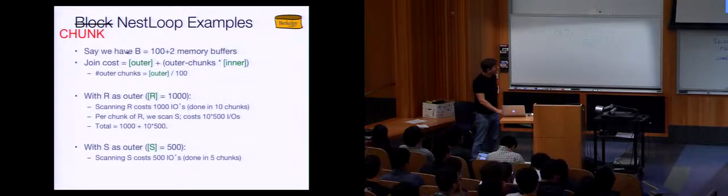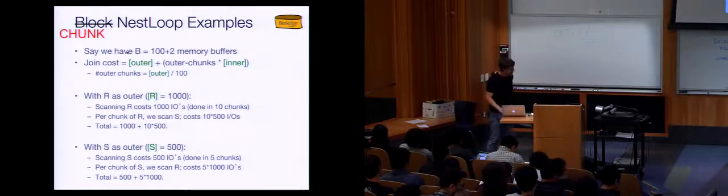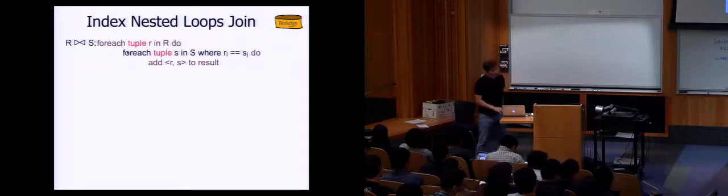If you flip it around, scanning S costs 500 IOs, done in 5 chunks. Per chunk of S we scan R, that's 5,000 IOs. That's 5,500. So it's actually a little bit better. But not by much. All right.